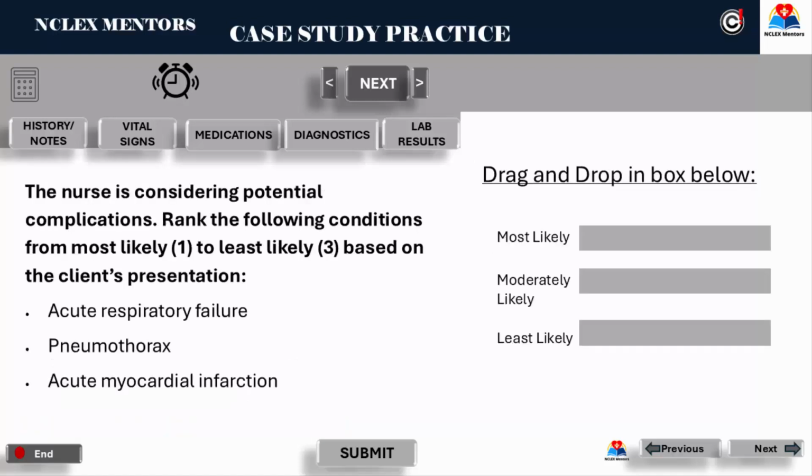Question 3. Prioritize hypotheses. The nurse is considering potential complications. Rank the following conditions from most likely, 1, to least likely, 3, based on the client's presentation. Acute respiratory failure, pneumothorax, acute myocardial infarction. Pause here and rank them before checking the answer.